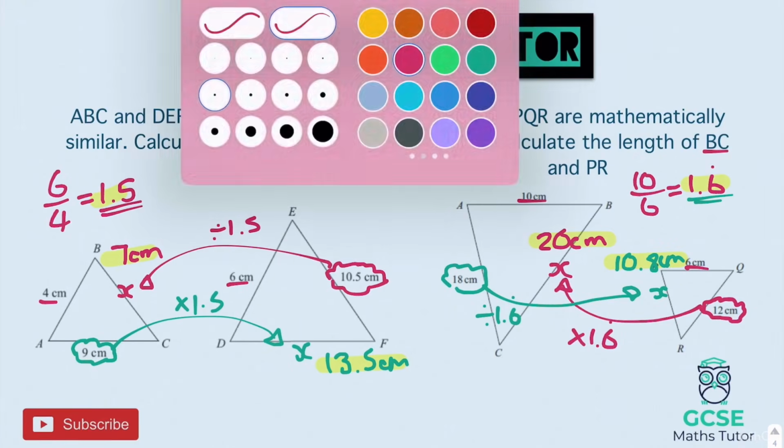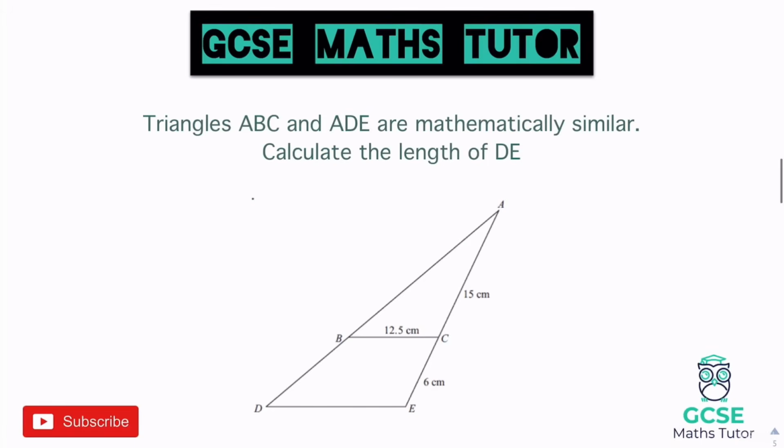Okay, let's have a look at something slightly different then. Okay, so this question says triangles ABC and ADE are mathematically similar. Let's have a look at that. ABC is this triangle here sitting on the top, and then it also says that's similar to ADE, the larger triangle that we can see around the outside. So what's actually happening here is the triangle is within or inside the other one.